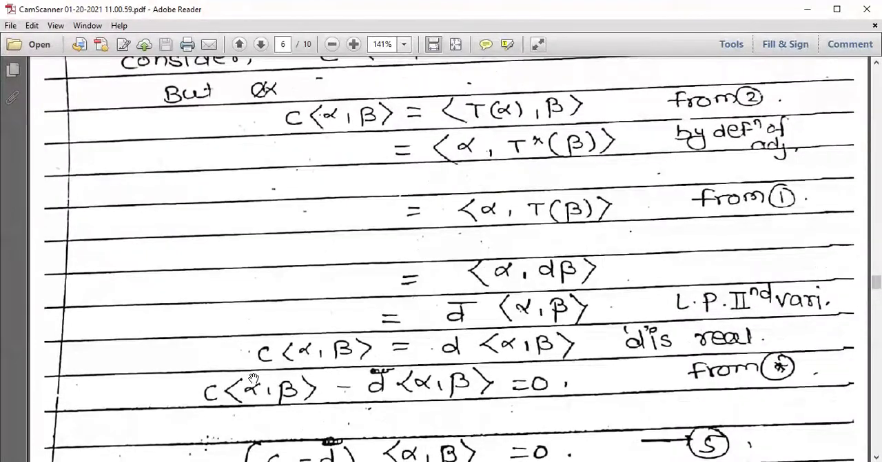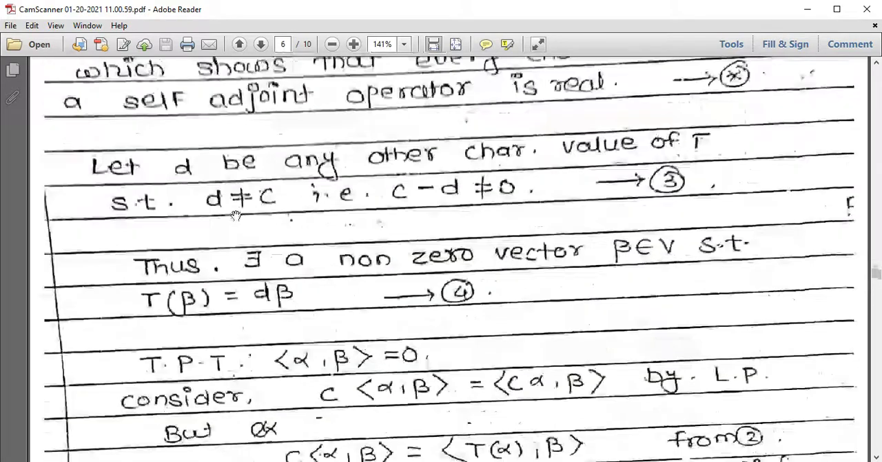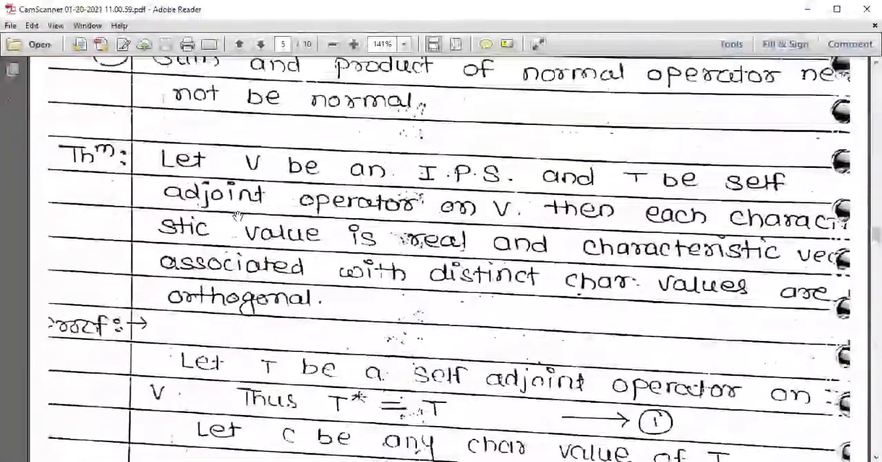So observe all these steps. This is the proof of the theorem. Let V be an inner product space and T be a self-adjoint operator on V. Then each characteristic value is real and characteristic vectors associated with distinct characteristic values are orthogonal. This is the proof of the theorem.